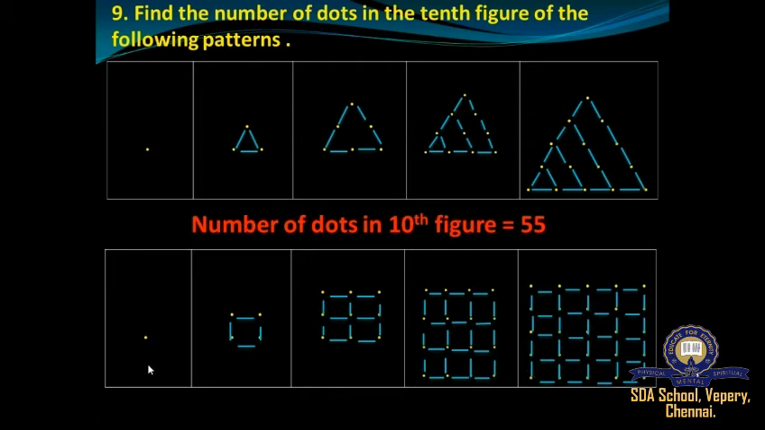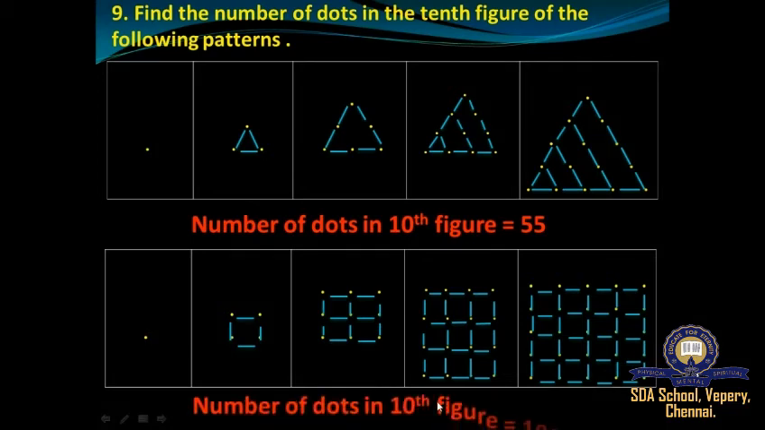Okay, so the number of dots in the first pattern is 1 into 1. Second pattern is 2 into 2. Third pattern is 3 into 3. The number of dots in the fourth pattern is 4 into 4. And in the fifth pattern it is 5 into 5. So the number of dots in the 10th pattern will be 100. Okay, that is 10 into 10 is 100. Understood, students? When you just work out and see, you will be getting the answer 100 in the 10th figure. Okay, so you will be getting 100 dots in the 10th figure.